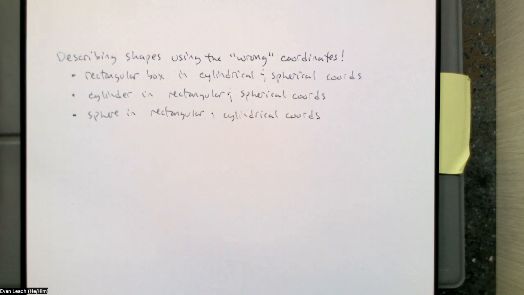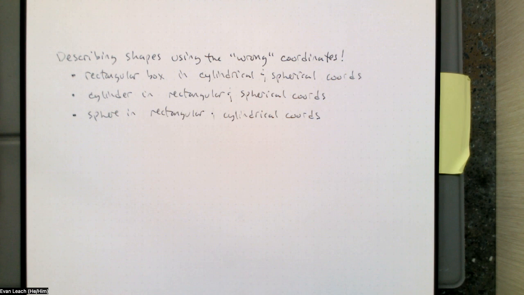So I want you to come up with 6 descriptions, not like right now. This will take longer than that. We want you to come up with these 6 descriptions: a rectangular box in cylindrical and spherical coordinates, a cylinder in rectangular and spherical coordinates, and a sphere in rectangular and cylindrical coordinates.